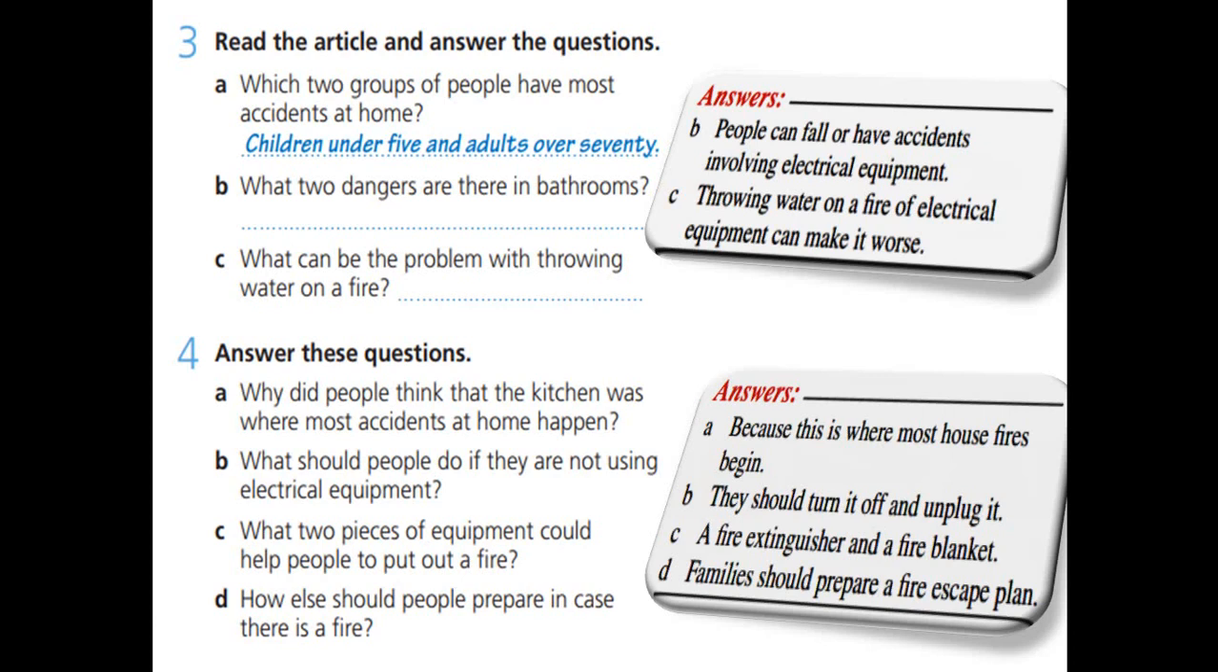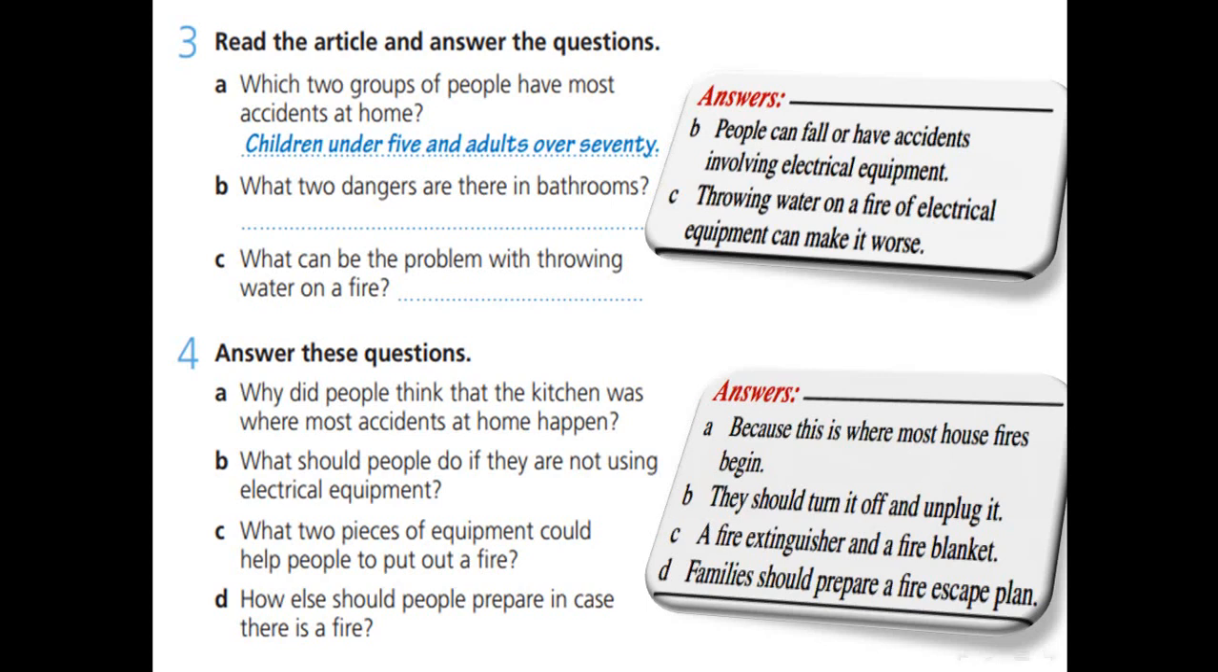What two dangers are there in bathrooms? The first one is people can fall or have accidents involving electrical equipment. Okay, so people can fall, especially the older people. They can slide and fall down. And the second danger is that we can have accidents involving electrical equipment. Of course, the bathroom has water and has some electric devices. So maybe you can get an electric shock.